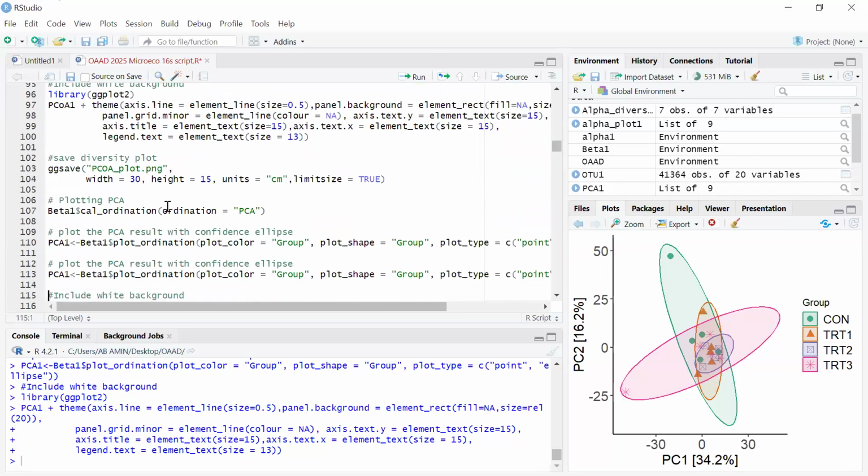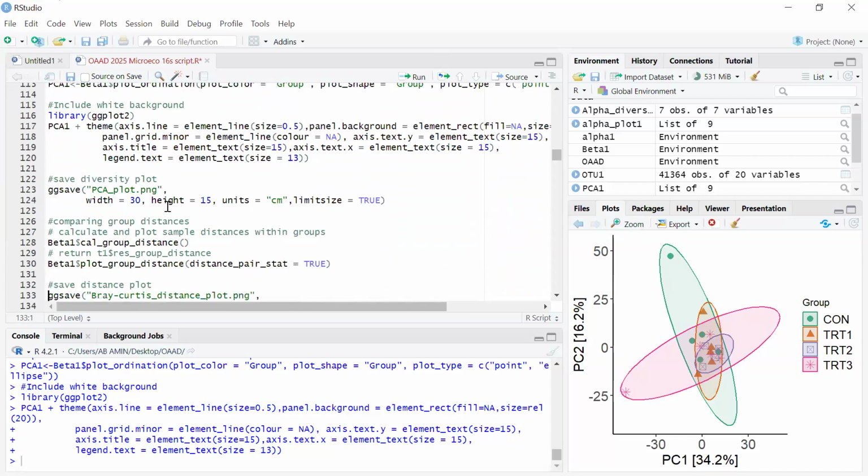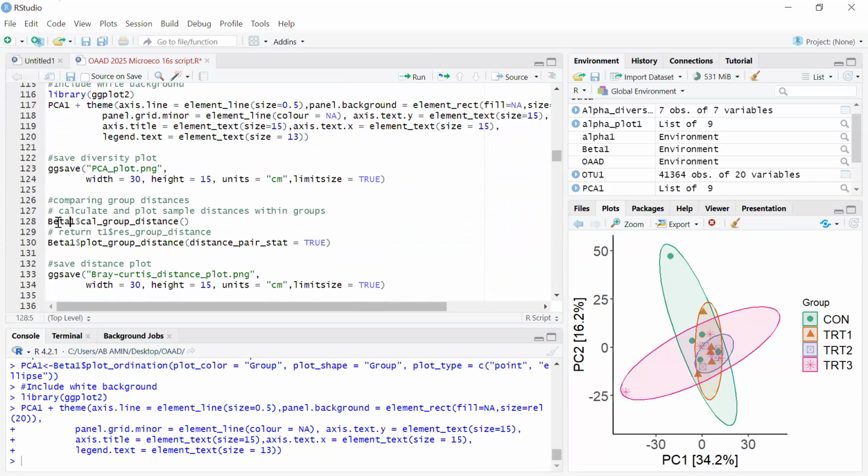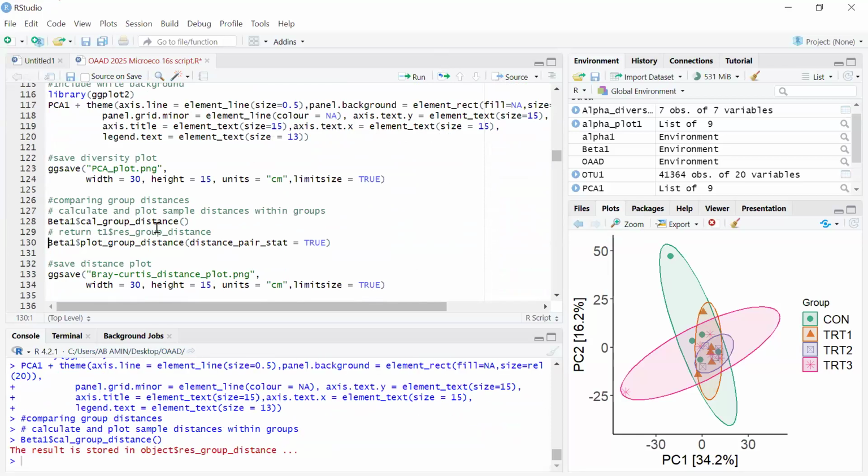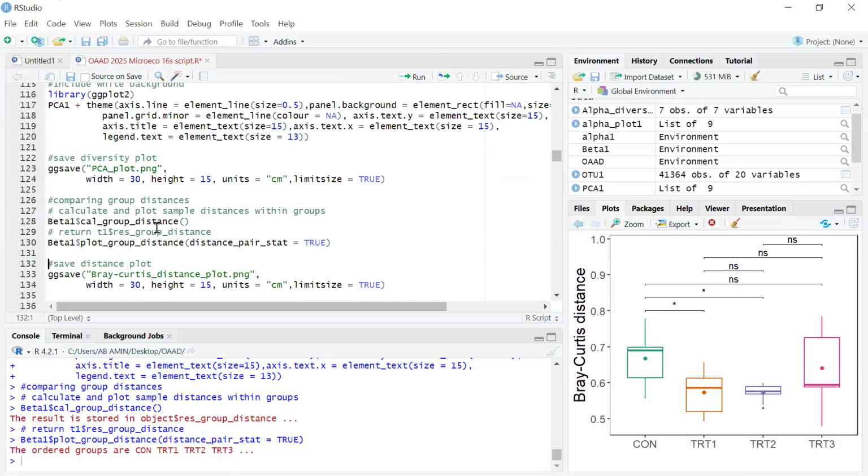So just to bring us back to that, this is to calculate the distance between our samples. This is the Bray-Curtis distance that was used to plot the PCoA. This is to show that the distance between the samples in control and treatment 1 significantly differ from one another, while control and treatment 2 also differ significantly, while others do not differ significantly from each other.